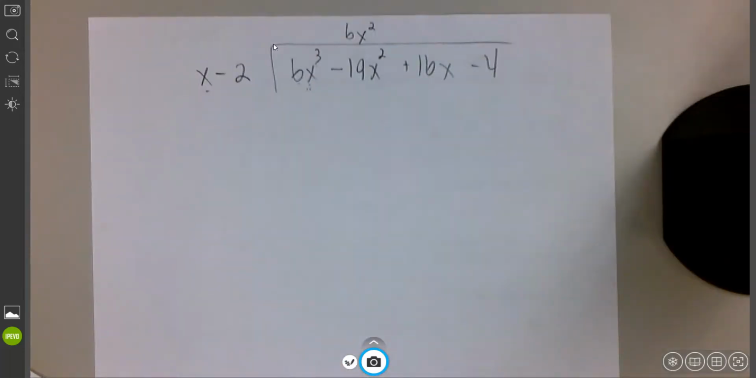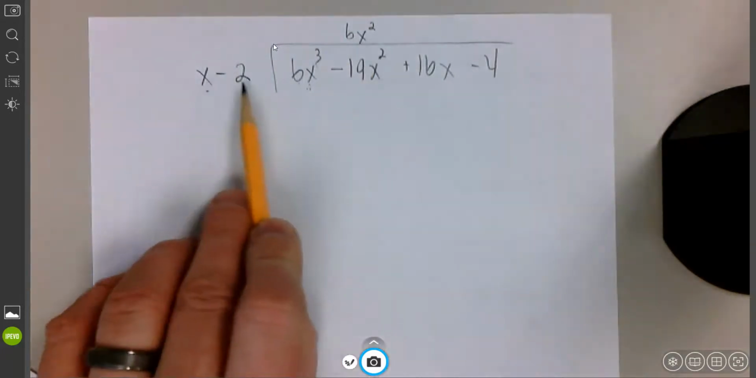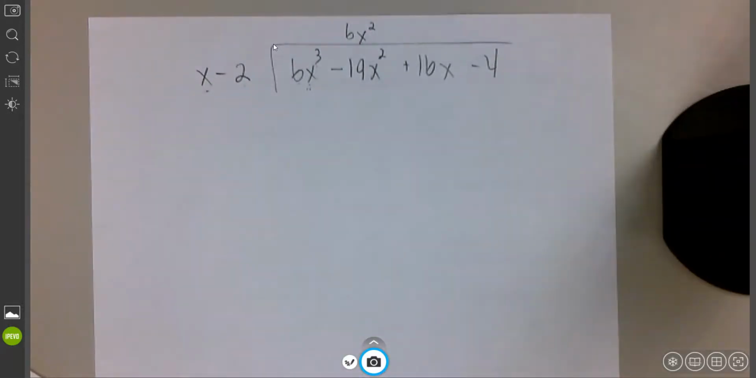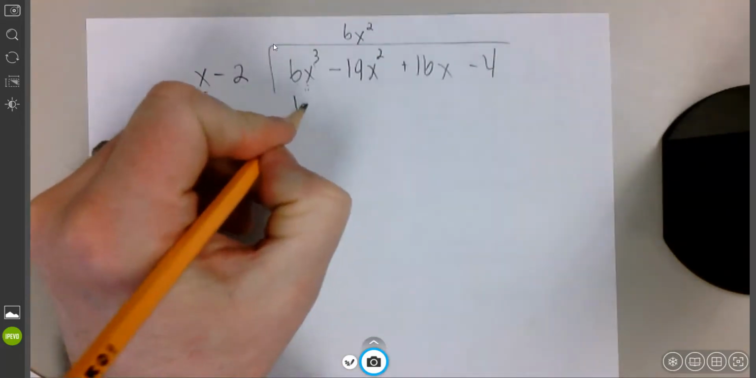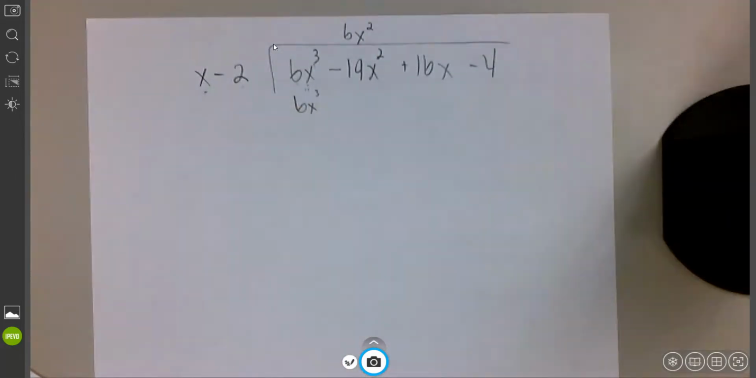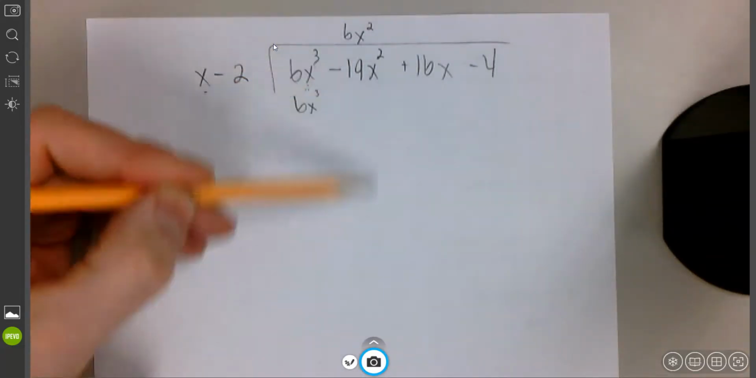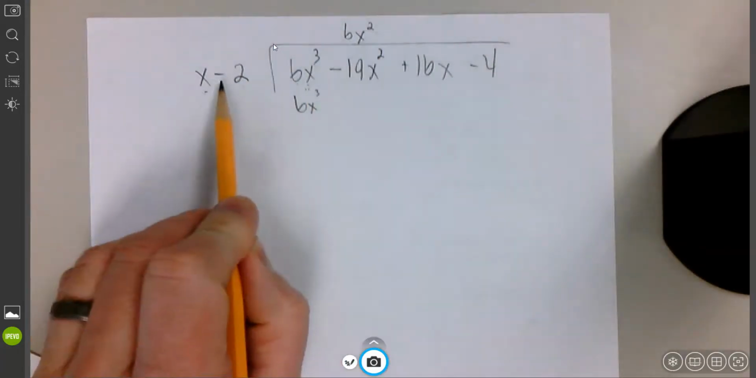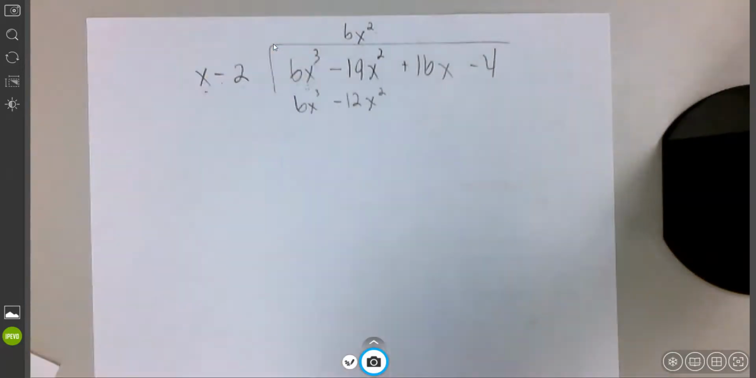The next part of the algorithm, an algorithm is just a series of steps, is to take whatever we put up here and multiply it by all of these things, whatever we're divided by, our divisor. So 6x squared times x becomes 6x cubed. And I put it down underneath all the cubes, right? Anything with an x cubed will be in this column. Anything with x squared in this column. So on and so forth. We do it again. 6x squared times a negative 2. That would be a negative 12x squared.